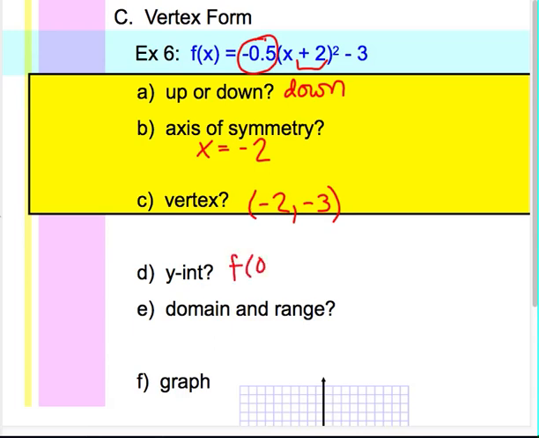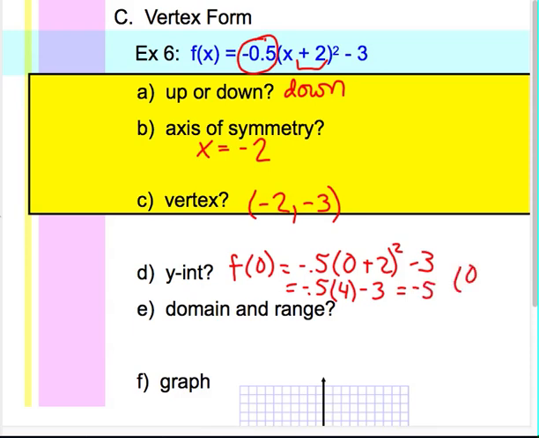Y-intercept, we're going to substitute 0 for x and evaluate to solve for y. So we got negative 1/2, or negative 5/10 times 2 squared, or 4, minus 3. So we get negative 2 minus 3 is negative 5. So there's our y-intercept in ordered pair. Domain, all real numbers. Range, our graph opens down, so we have y is less than or equal to the y-coordinate for our vertex, negative 3.